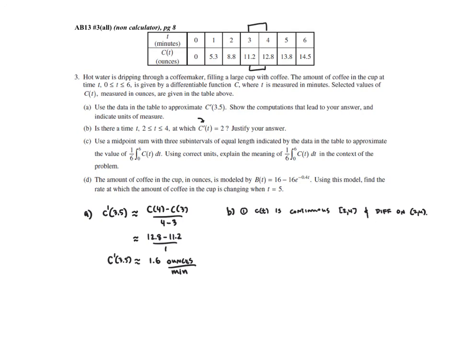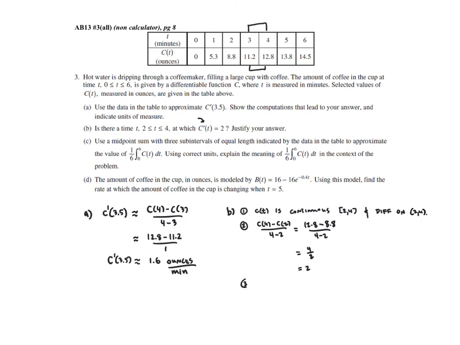Now, the second thing we want to do is calculate the slope of the secant line, which is the average rate of change of C of t from 2 to 4. So we're going to calculate C of 4 minus C of 2 over 4 minus 2. Let's do a quick calculation on that. C of 4 is 12.8. C of 2 is 8.8. And 4 minus 2 is 2. Thus, this is equal to 4 over 2, which is equal to 2.